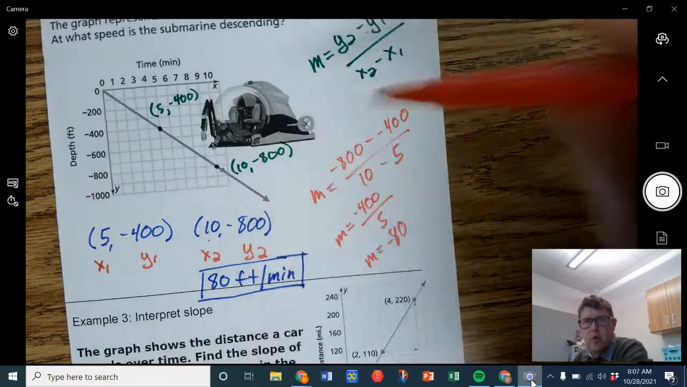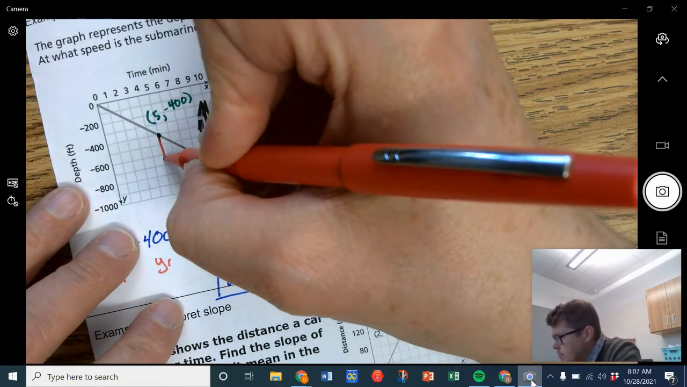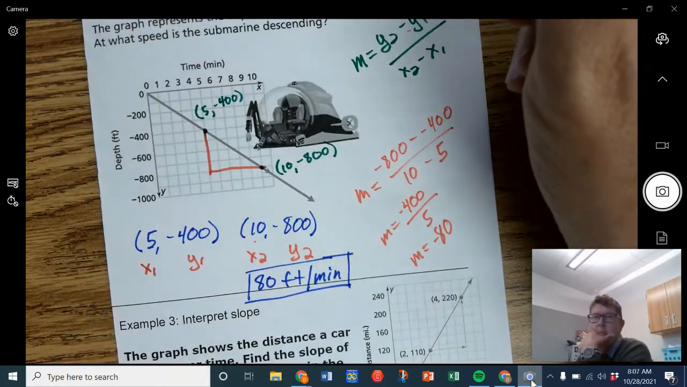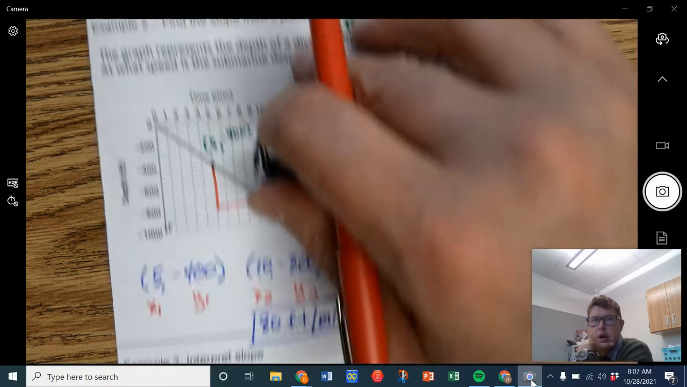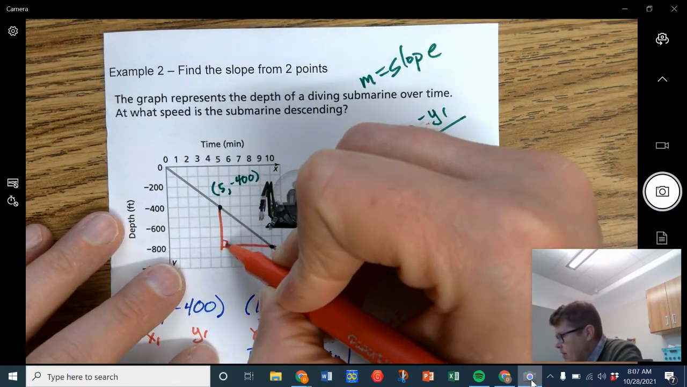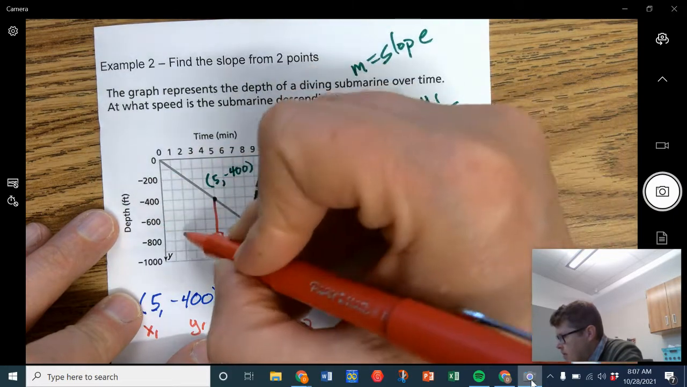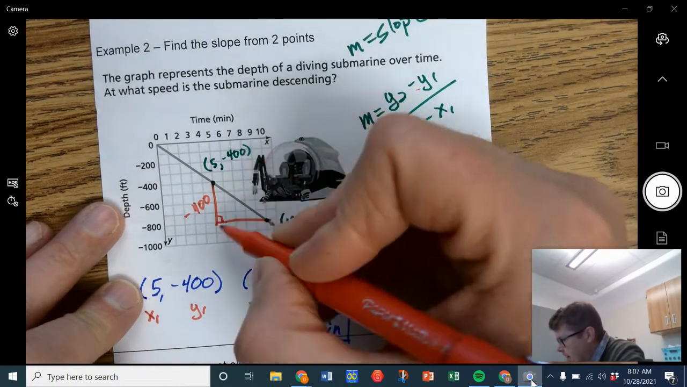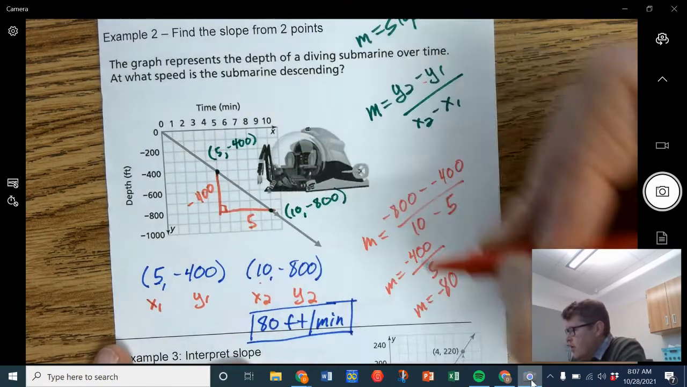For interpreting slope, one other thing that I do want to address here. You can also figure this out by making a triangle on your graph right here, right? So the idea here is you want to make a right triangle, and then you'll figure out the difference right here. We have negative 400 and negative 800. The difference there is negative 400, which we already know. And the distance from 5 to 10 is 5, right? And then you have this negative 400, and you're going to divide it by that 5.